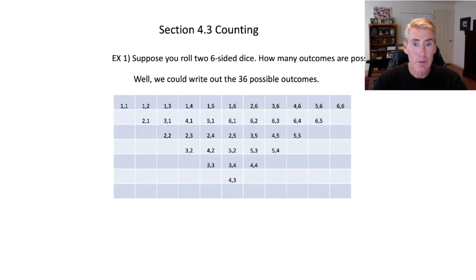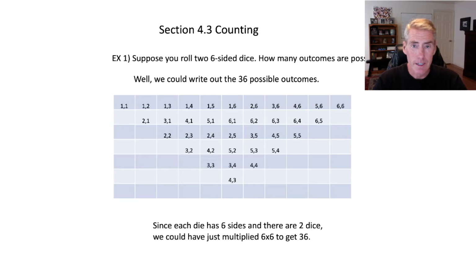But do we really need to do it the long way like that? No. Since each die has 6 possibilities, and there's 2 dice, you just multiply 6 times 6 and you get 36. So we didn't actually have to do this table, although it was sort of fun for me to make.